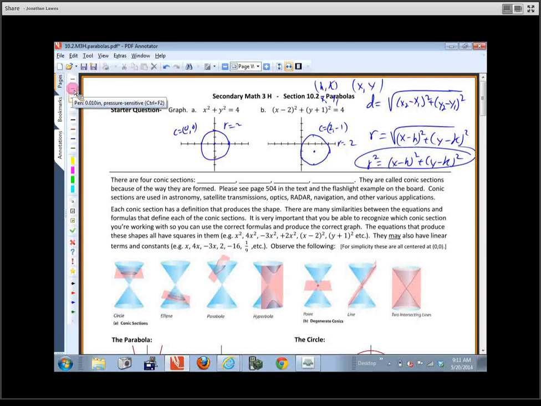A cone. Okay. So what we've got here, if I turn on this flashlight, I've got a cone of light that comes out of it. Okay. Got a cone of light pointing one direction.